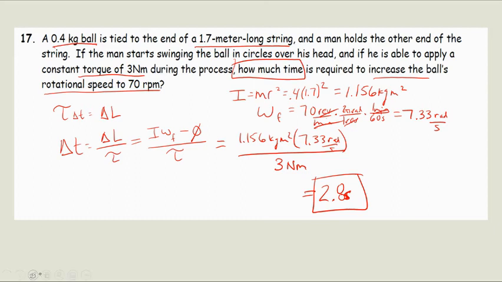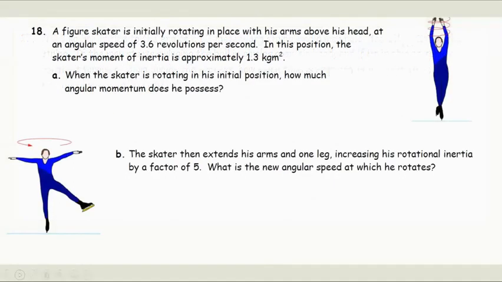Okay. And then our very last question for today, we're just going to look real quick at one example of conservation of angular momentum. So here, like I talked about earlier, we have a figure skater who is spinning around. A figure skater is initially rotating in place with his arms above his head at an angular speed of 3.6 revolutions per second. In this position, the skater's moment of inertia is approximately 1.3 kilograms times meters squared. So that's our I initial.